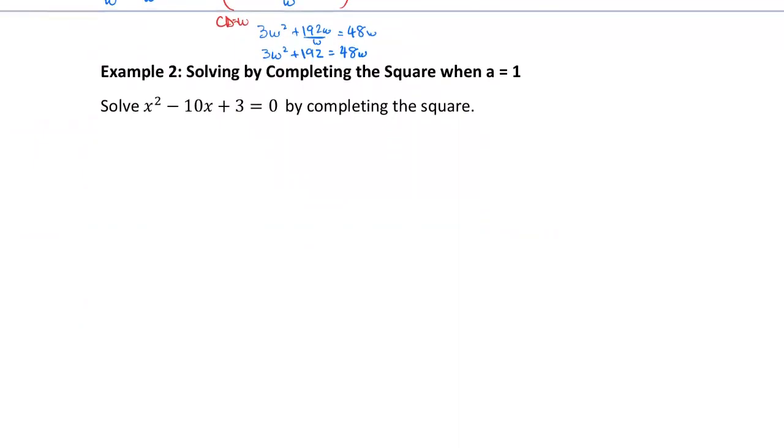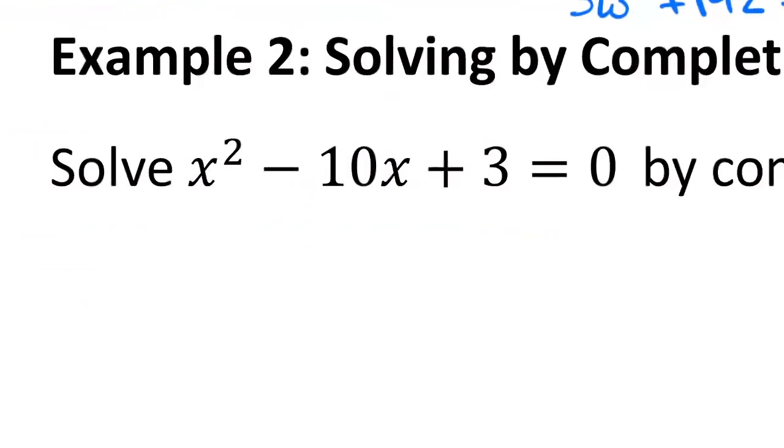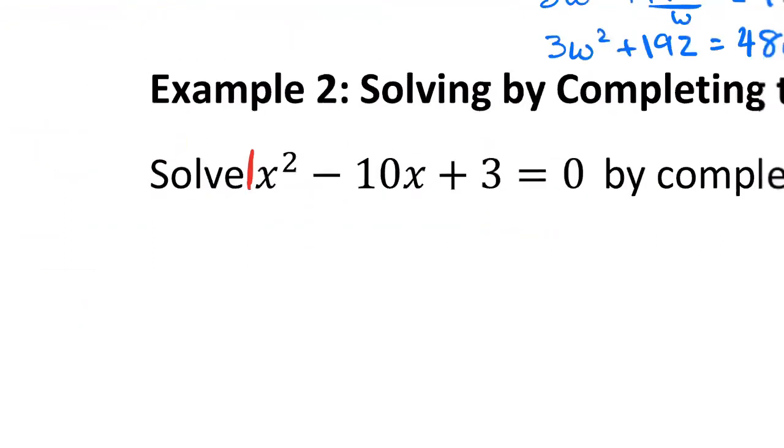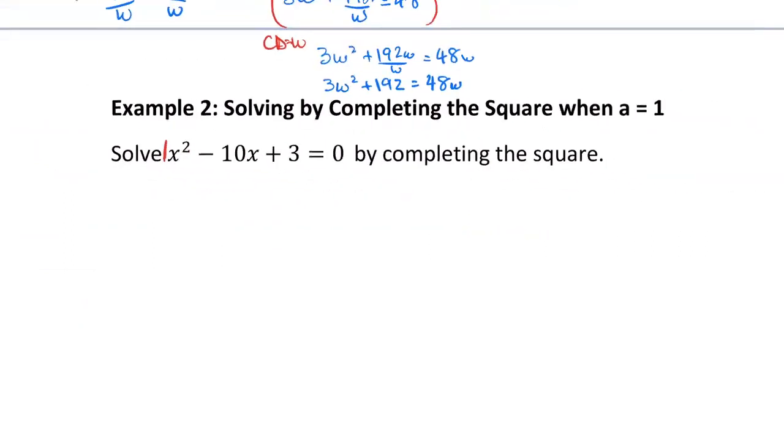Example 2, solving by completing the square when a is equal to 1. So that means that this value in front of the x squared term is a 1, because the process changes a little bit if that's not a 1. Okay, so we have solve x squared minus 10x plus 3 by completing the square.